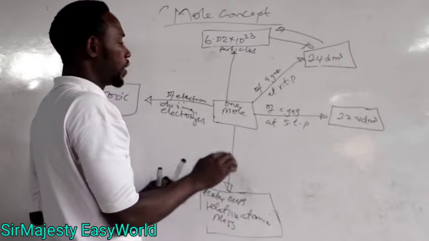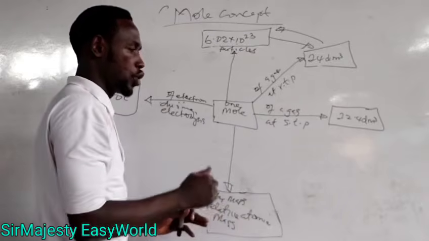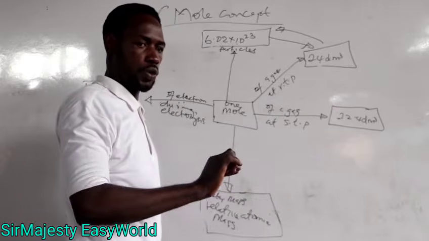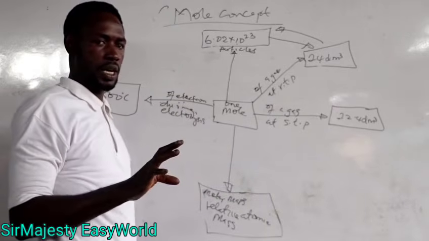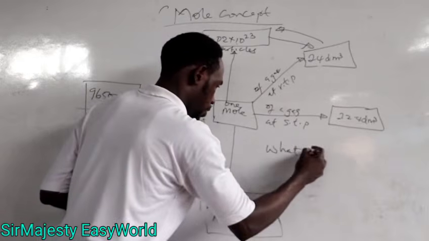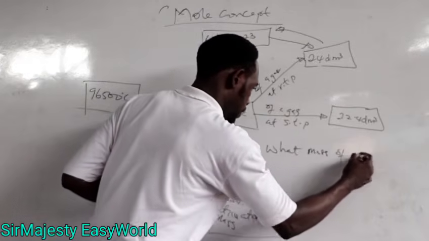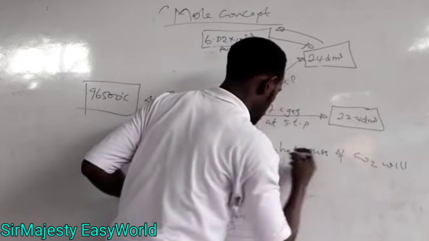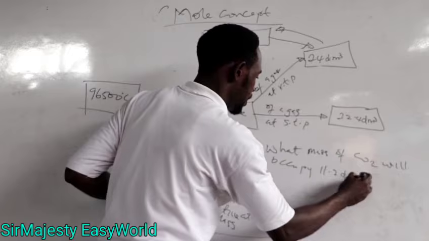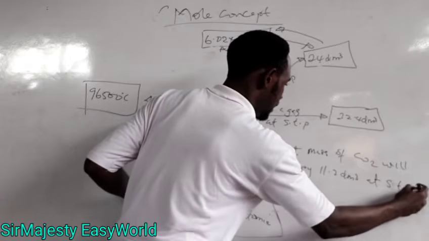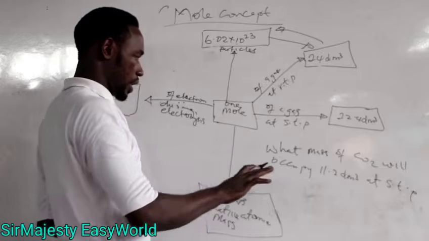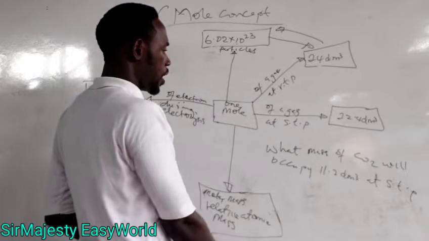So if the question is in mass, like they tell you, what mass of carbon 4 oxide will occupy a volume of 11.2 dm cube? Let's assume they have that question. What mass of CO2 will occupy 11.2 dm cube at STP? Very simple. My dear, I'll still give you the steps on how to tackle them, but this is one of the necessary steps. Watch this.